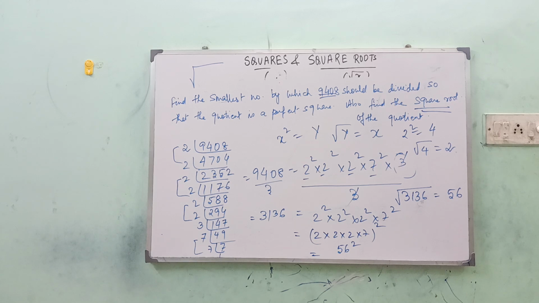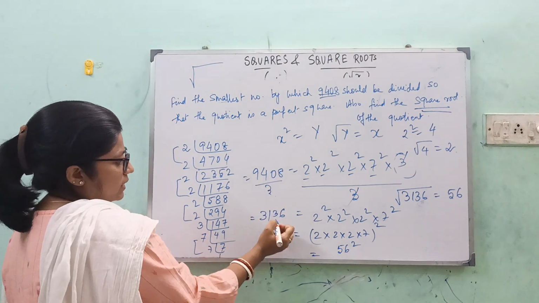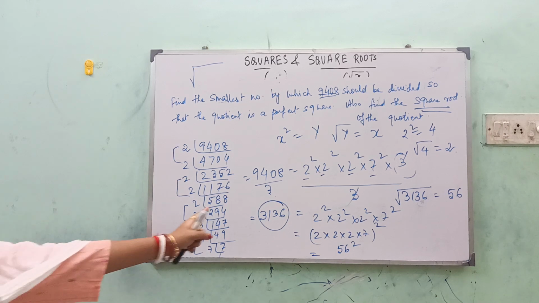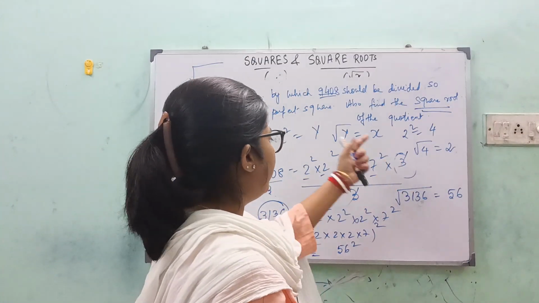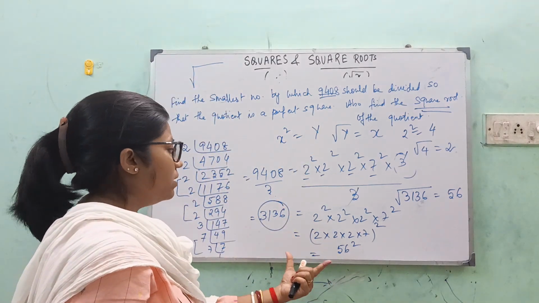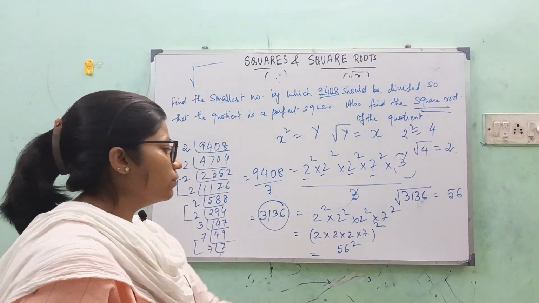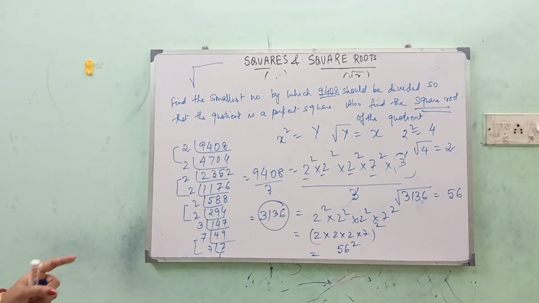Find out the square root of the quotient. Once we divided this by this, our new quotient was 3136. To find the square root of this, we already have the prime factorization done in the previous step. We need not do the prime factorization once again. So just remove the 3 from there, and we have this as 56 square. So the square root of 3136 is your 56. I hope this is clear.